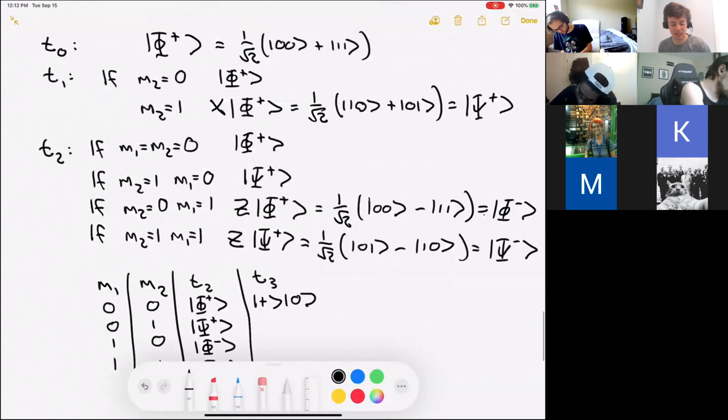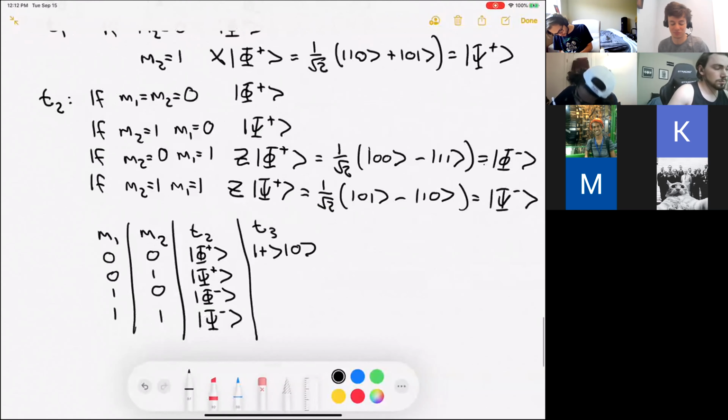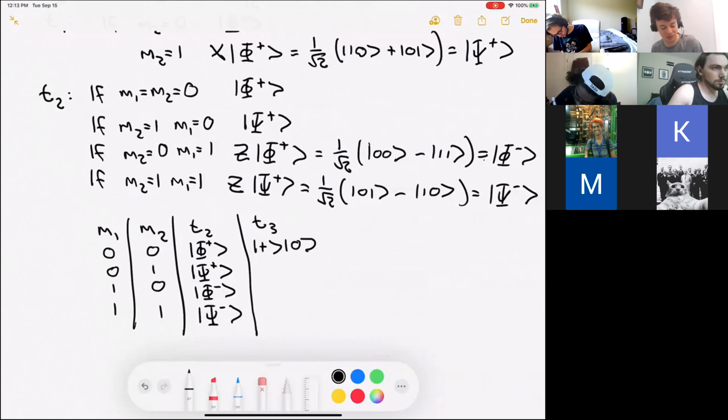What about if it's psi plus? So the state is 10 plus 01. 10 goes to 11. Yep, 01 goes to 01. Awesome. So that just means we have plus tensored with 1.